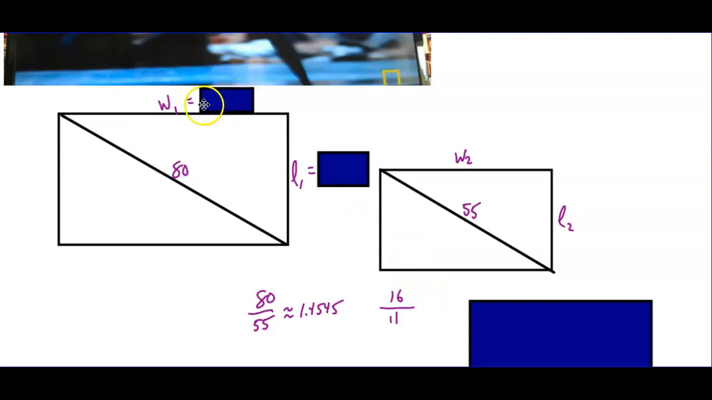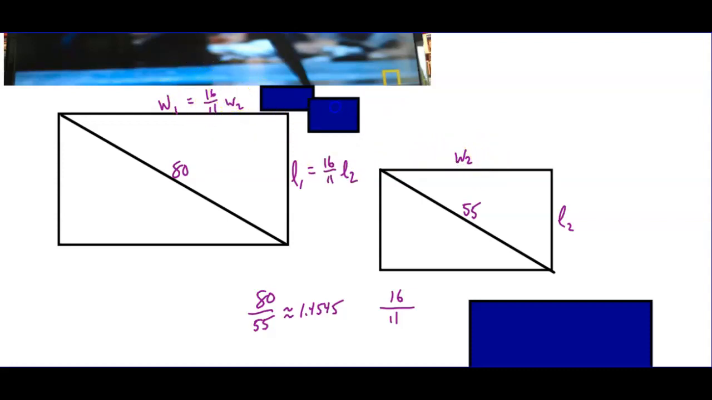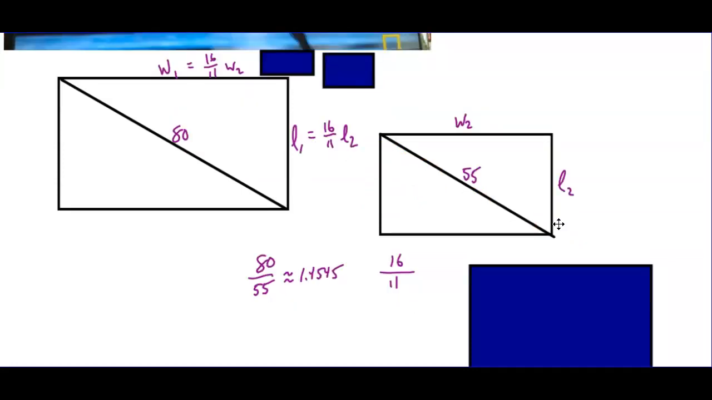So what I can say then is that the big TV's width is equal to 16/11ths of the width of the small TV, which is larger than the small TV if I multiply by a fraction bigger than 1. So that's correct. And then the length is also 16/11ths of the second length. So the reason why I'd want to do that is because now I want to compare the two areas to see what I'm dealing with.